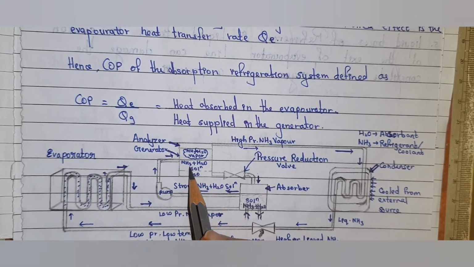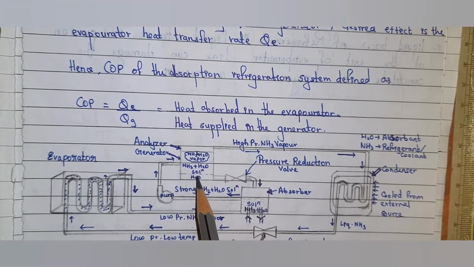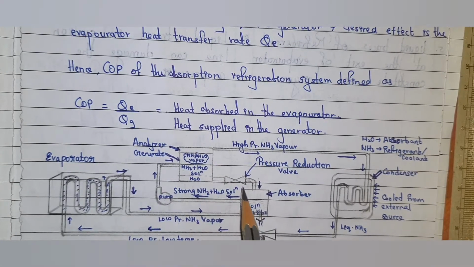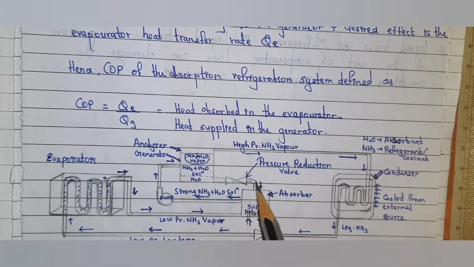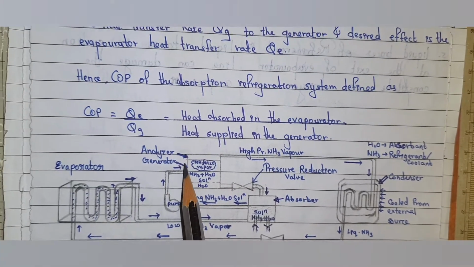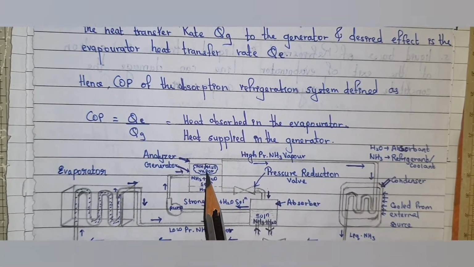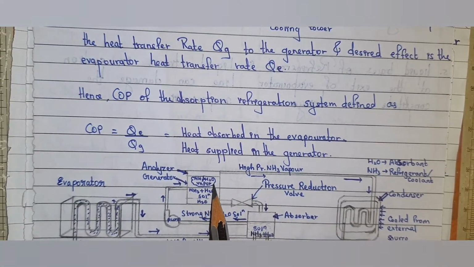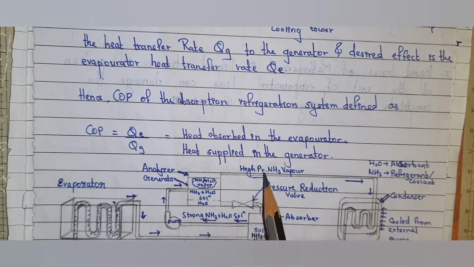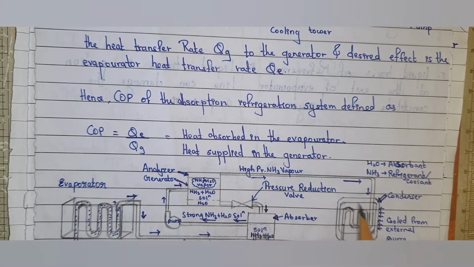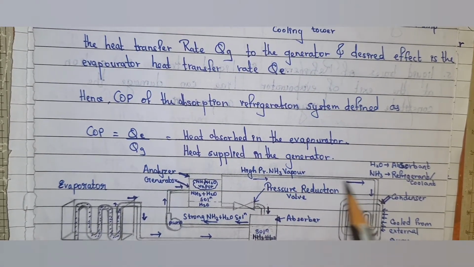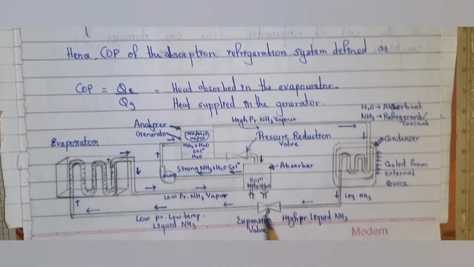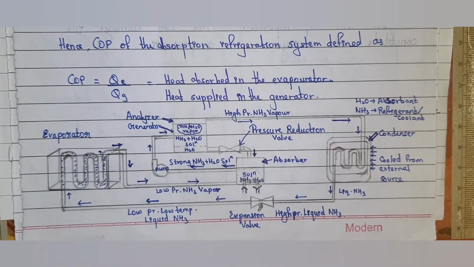The generator separates this NH3 plus H2O solution, and this H2O solution is again pumped back through the pressure reduction valve to the absorber, and this analyzer collects the NH3 plus H2O vapors and transfers them to the condenser, which are actually high pressure NH3 vapors, and this cycle goes on again and again.